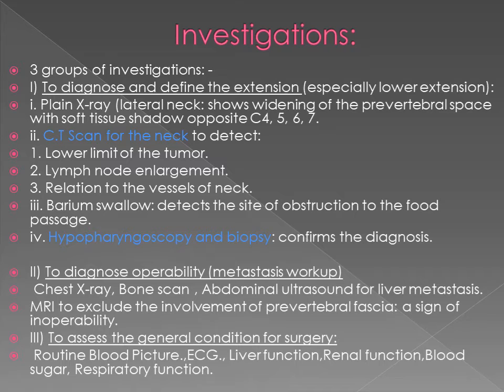So doing a CT scan will be helpful for proper staging and determining the extent of the disease, especially if there is extension to a vital structure or vital vessels of the head and neck. The second group of investigations is to determine operability for this patient with a metastatic workup, starting with chest X-ray, bone scan, and abdominal ultrasound checking for liver secondaries. Also MRI, checking for involvement of the prevertebral fascia, as this is a sign of inoperability.